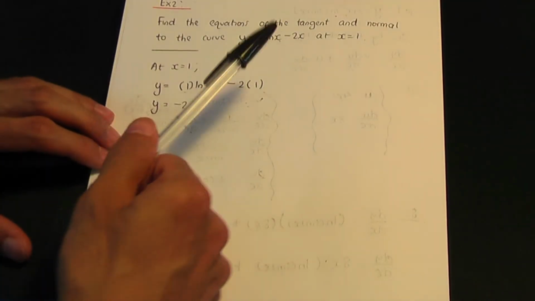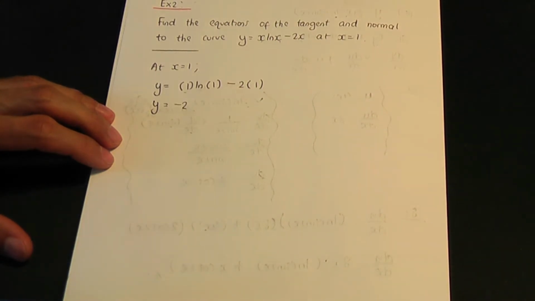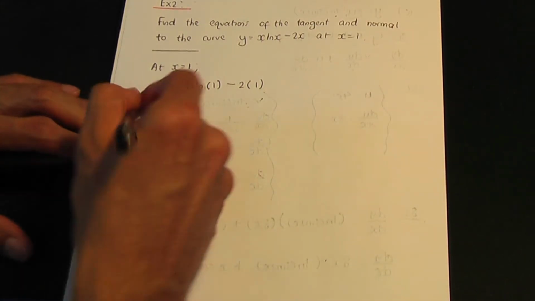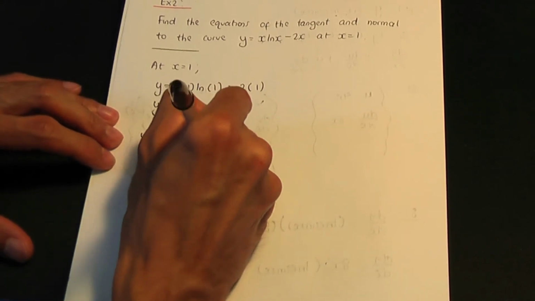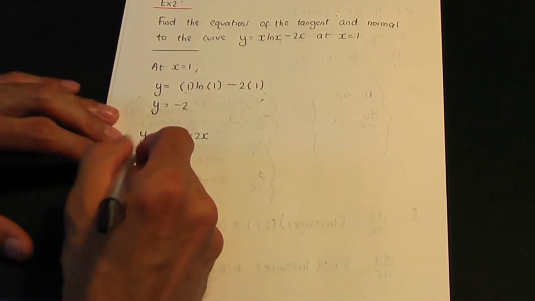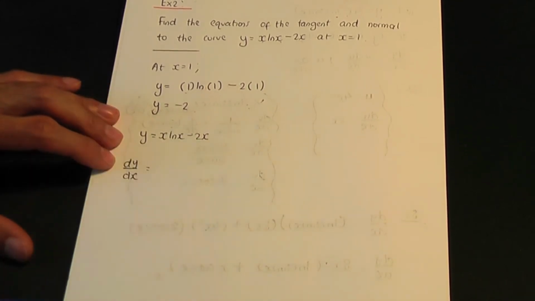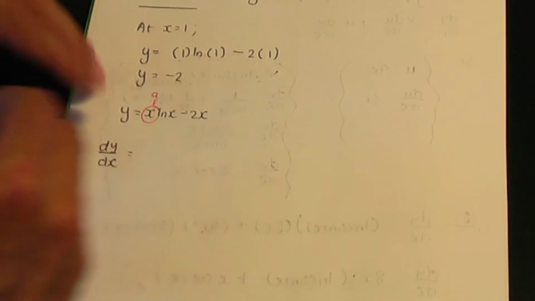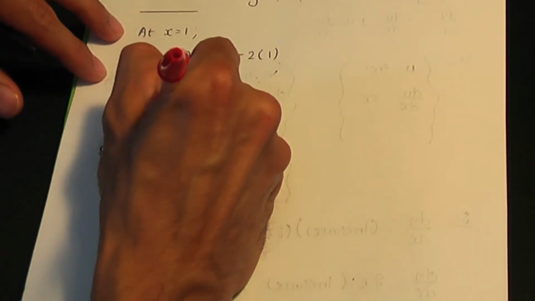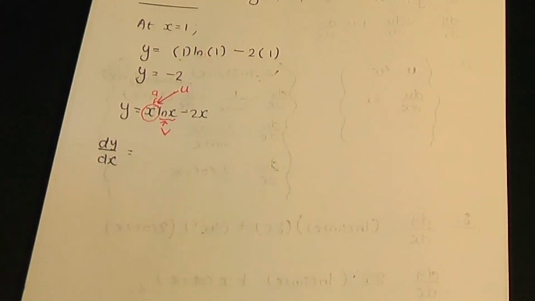Okay. Now for the tangent, we need dy over dx, so we need to differentiate. So first of all, we need to differentiate y to work out dy over dx. Okay, so y in this case is x ln x minus 2x. Let's work out dy over dx. So we need dy over dx in particular to work out the gradient of the tangent. So I'm going to take u to be x, and I'm going to take v to be ln x.